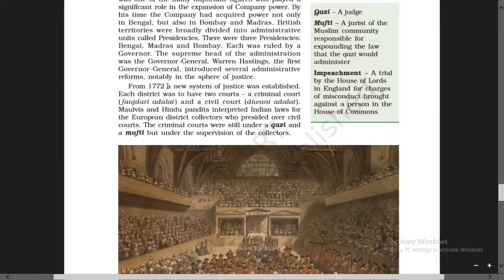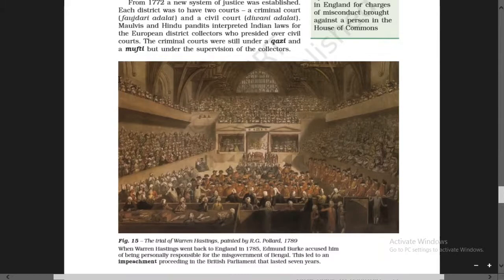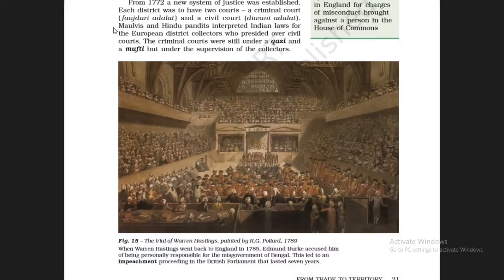From 1772, a new system of justice was established. Each district was to have two courts: a criminal court known as Faujdari Adalat and a civil court, that is Diwani Adalat. Civil means a court that makes decisions on legal cases.